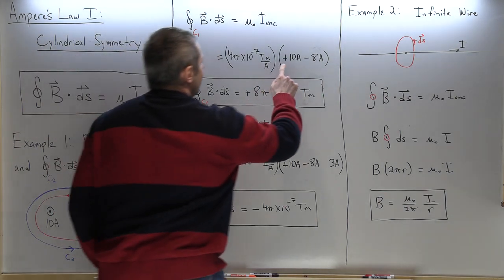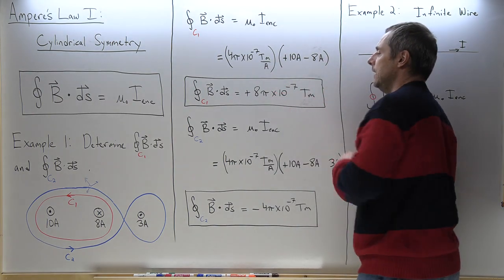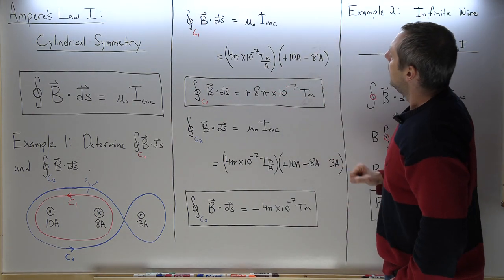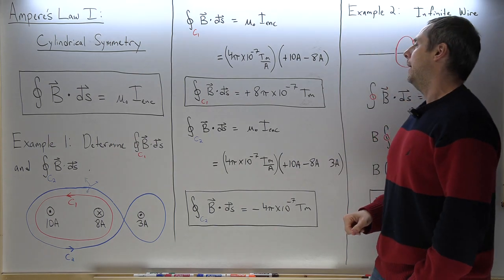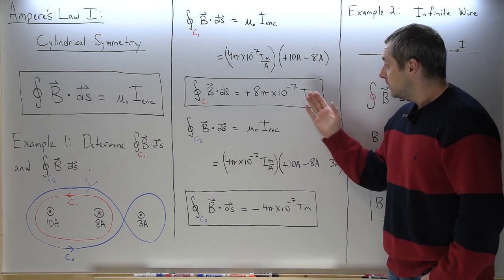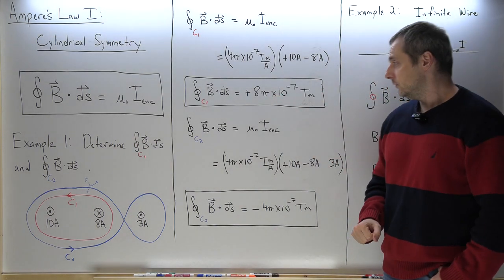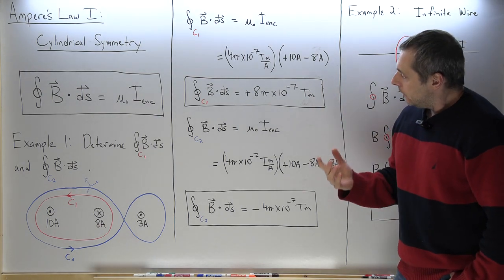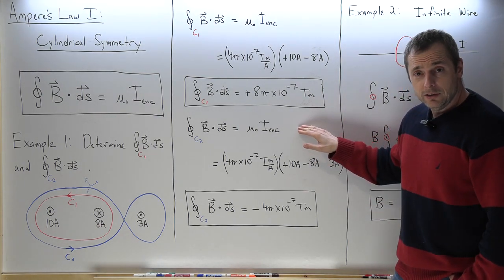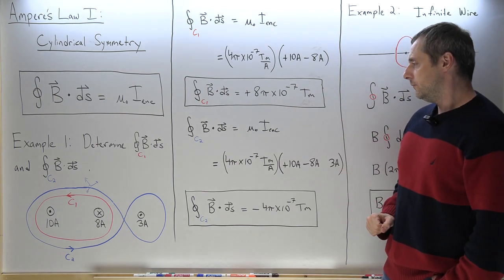So that's why I put the 10 amps positive, the 8 negative, and then I get 2 amps over here times the 4 pi, give me 8 pi times 10 to the minus 7 Tesla meters. The amps cancel away. Now, let me go on to the next example for the blue curve.